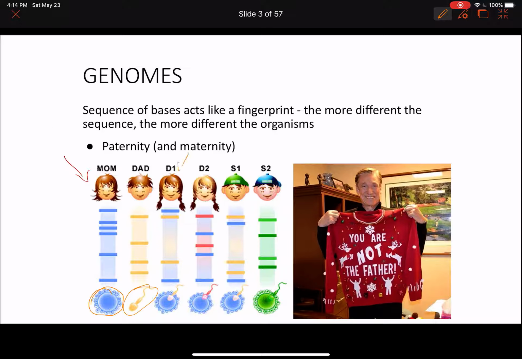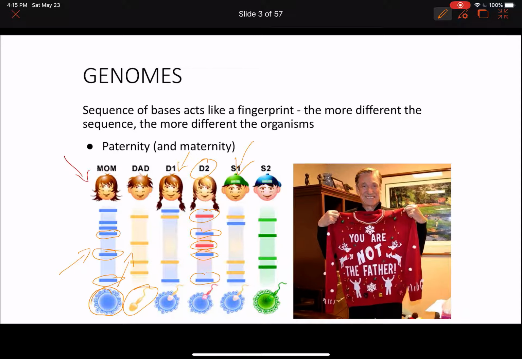So if we look at daughter number one, she is the result of an egg from this woman combining with a sperm from this man. If we look at daughter number two, she did come from an egg from mom. You can see that this band matches up with that one, this one with that one. But daughter number two did not come from a sperm from this father here. There was another man, not pictured here, who would have donated the genetic information that you see in red there.